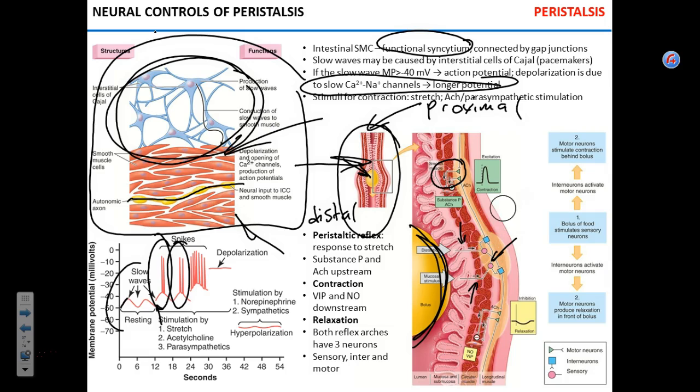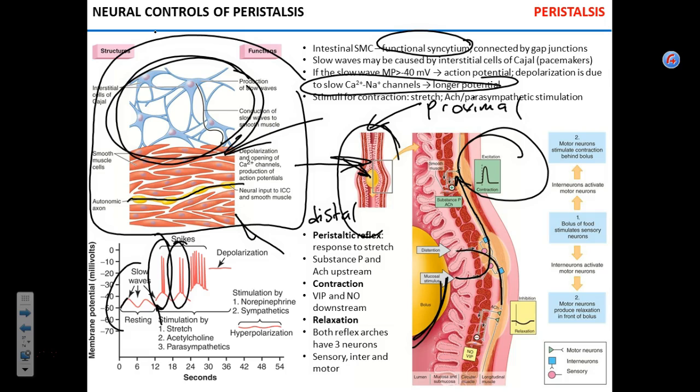Now, one reflex arc will go backwards, upstream, closer to the proximal intestine, and will lead to depolarization, excitation and contraction of muscles. Another reflex arc will end up downstream at the distal end and will relax the muscles by hyperpolarizing them. Does that make sense? Got it? That's kind of synchronous.